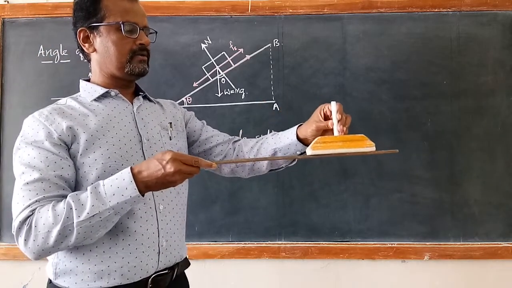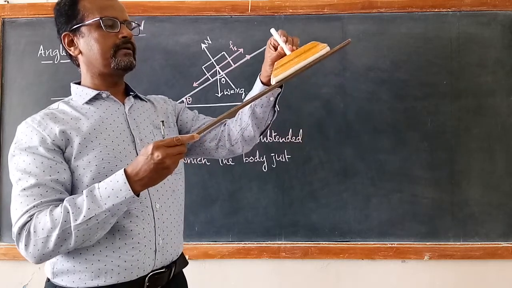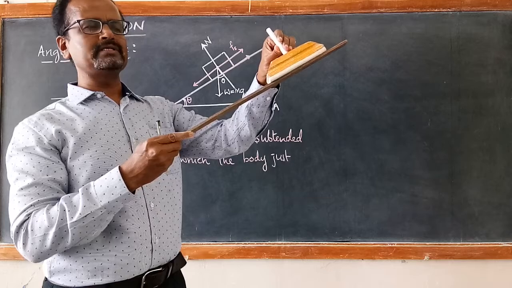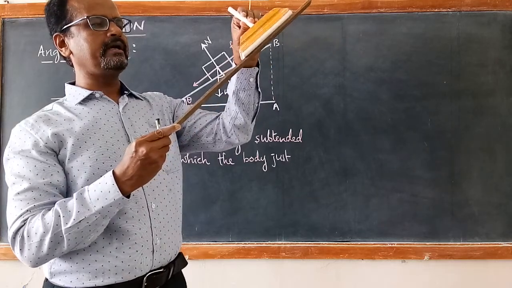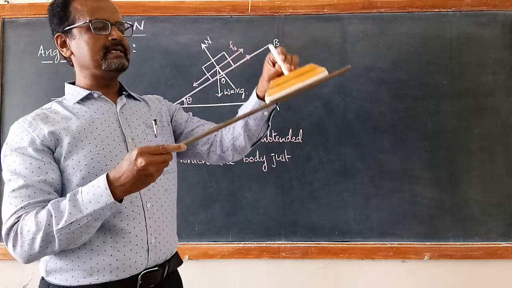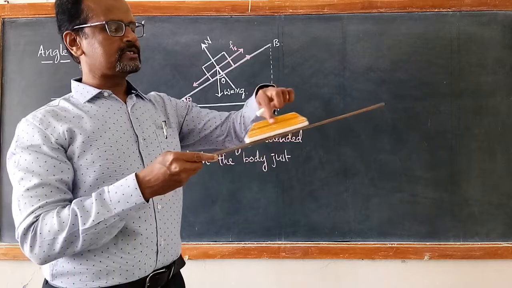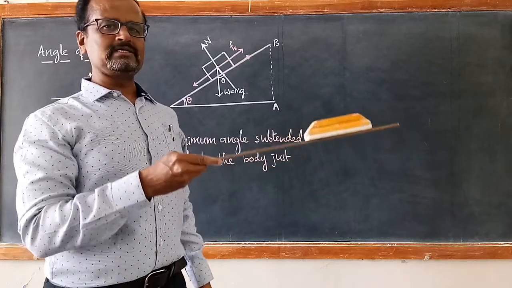If this is the normal when it is horizontal, when you turn it by 60 degrees, the normal also turns by 60 degrees. If you turn it by any other angle theta, the normal also turns by the same angle theta. So what is that angle for which you can now see the duster starts sliding? Below that the duster is still at rest.